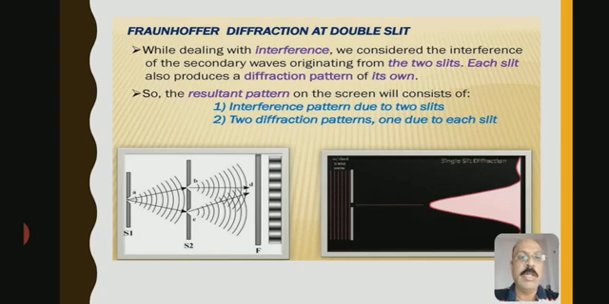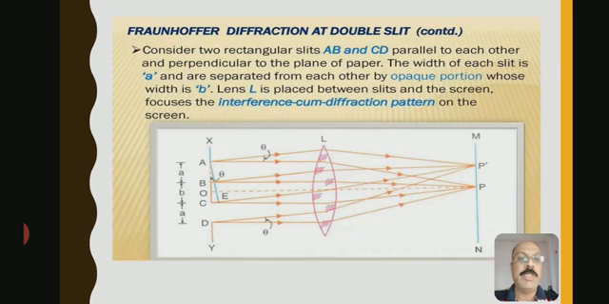So the resultant pattern on the screen will consist of an interference pattern due to two slits and two diffraction patterns, one due to each slit. Okay, so this is the ray diagram to obtain the diffraction at a double slit.